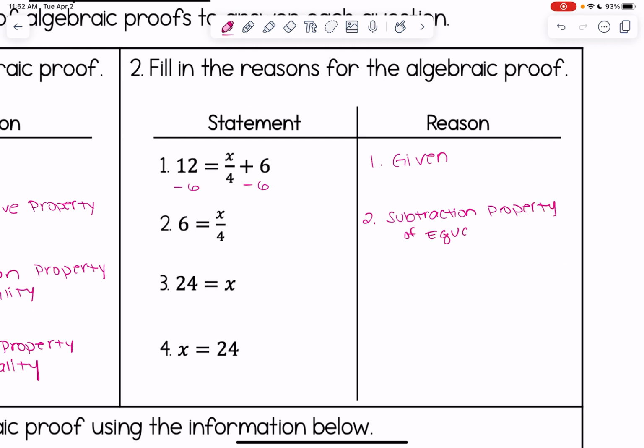And now let's compare lines 2 and 3. So it was 6 equals x over 4. And now it says 24 equals x. So we can tell that both sides were multiplied by 4. So that's the multiplication property of equality.